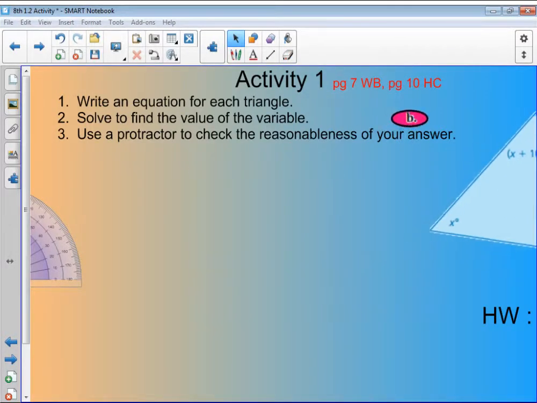I'm going to shift this one up and we're going to try one more. Now this is your letter E out of your book.